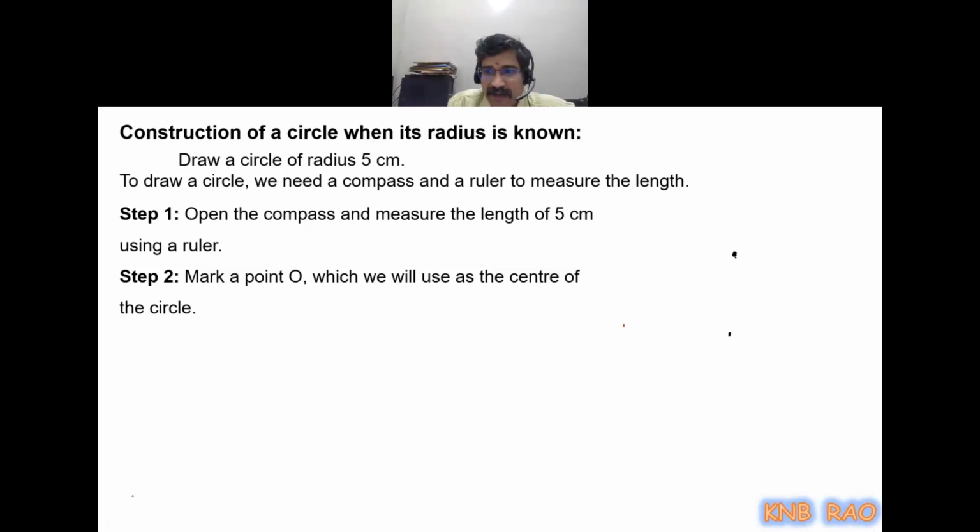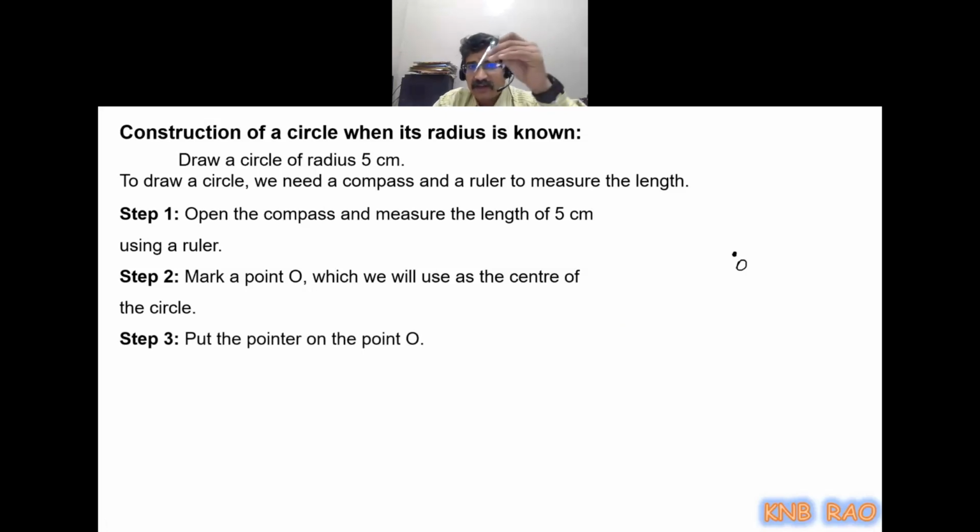And this is the marking point. I have marked this point. I named it O. Rest of the things I am taking away, and I am taking only O. Now afterwards what we will do, put the pointer on that point O. Pointer means this metal point. Keep it on that point which you have taken as O.